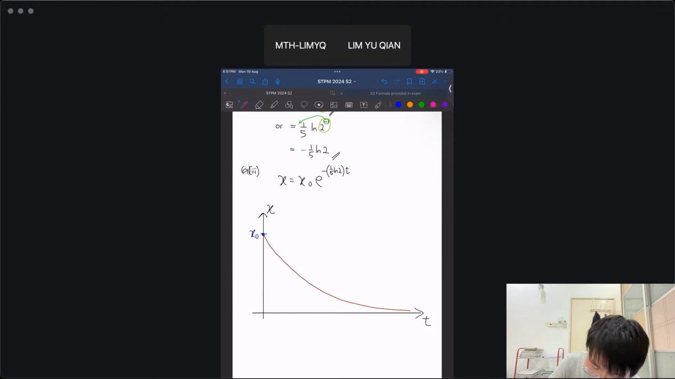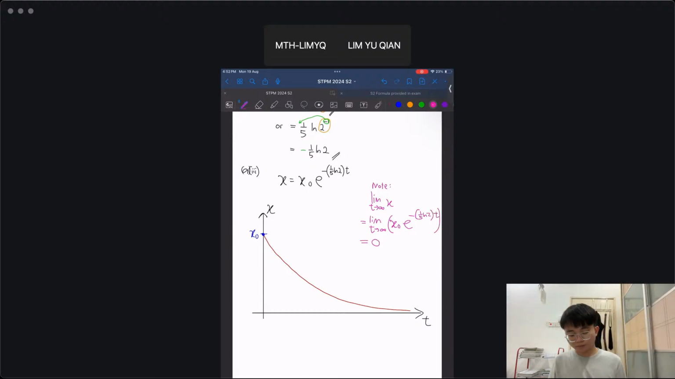So this behavior is because of the limit as t approaches infinity of your x, which is equal to the whole thing. Or you calculate in your calculator. The x naught, just assume it is 1 or whatever. Put a big number t, and you will see that this actually approaches 0. So that's why you can have that.